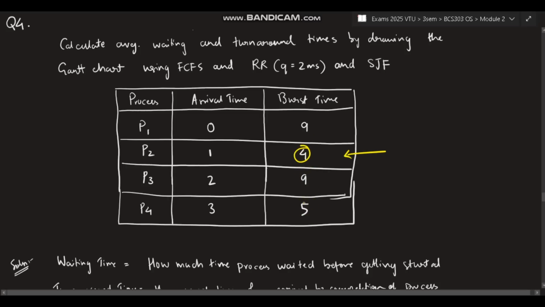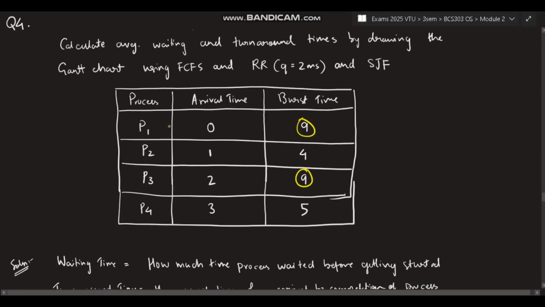Second priority will be given to P4. Third priority will be given to P1 because it arrived first. If the burst time is the same, FCFS will happen: whichever arrived first will be given the priority. Last, P3 will be given the priority.